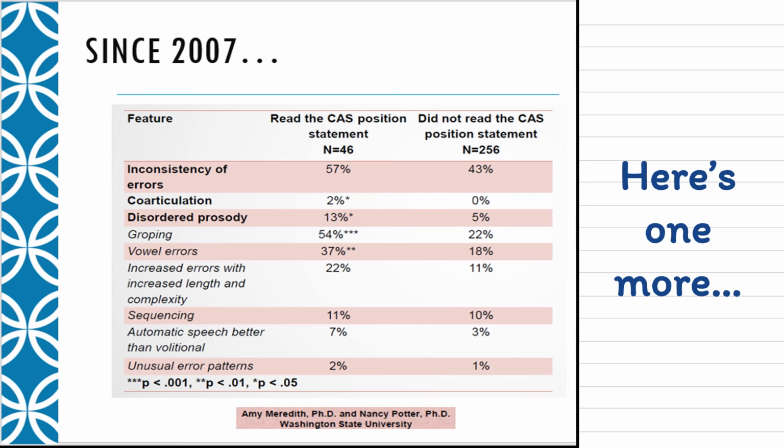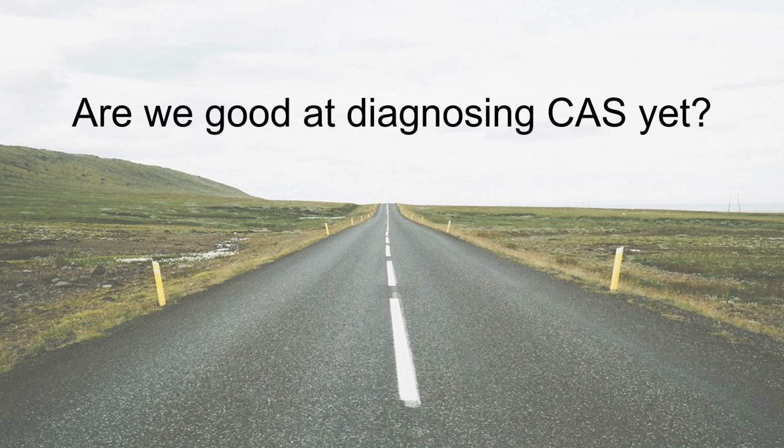Now, it would probably take you a minute to look at this chart and make sense of all these numbers, and your attention would certainly be divided rather than focusing on my main point, which was, we have gotten better at diagnosing CAS, but we're not there yet. And this study suggested that we have a long road ahead of us.